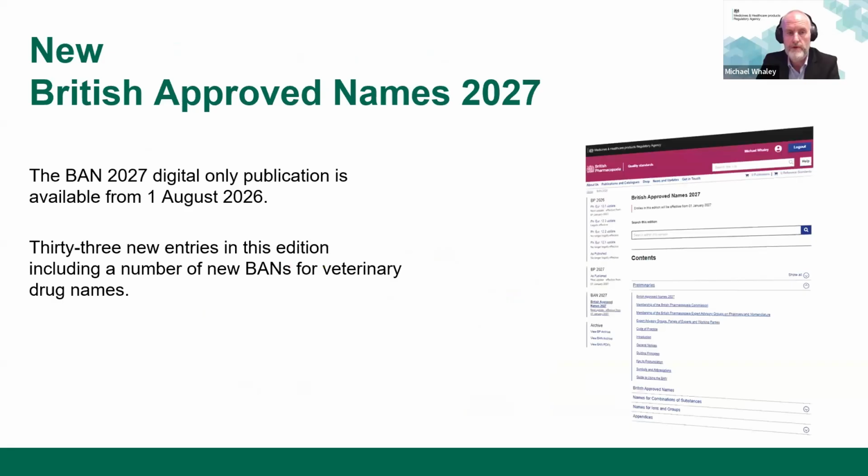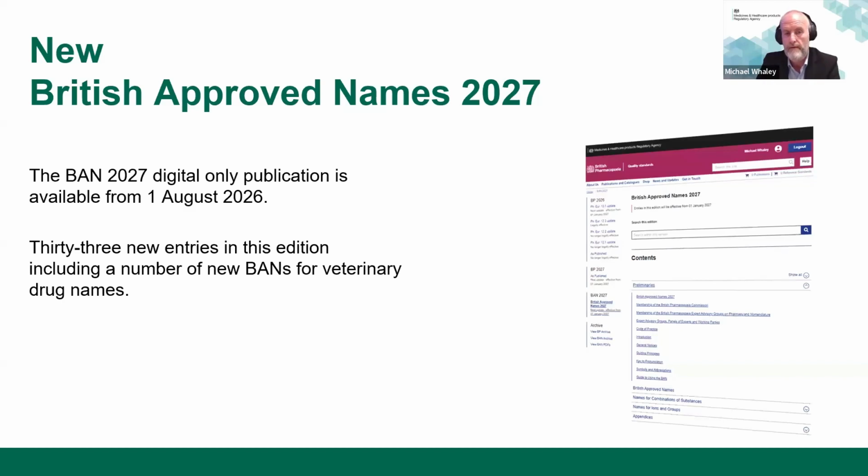So touched on it before, but we've also got a new British Approved Names publication for 2027. This digital-only publication is fully cross-linked to the British Pharmacopoeia for purchasers and subscribers, and will be available from the 1st of August alongside the Pharmacopoeia.